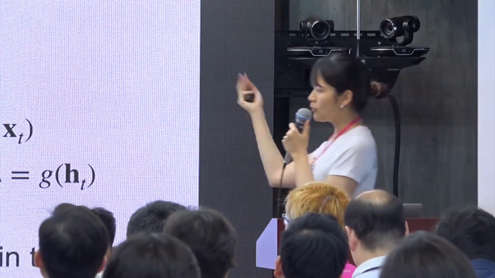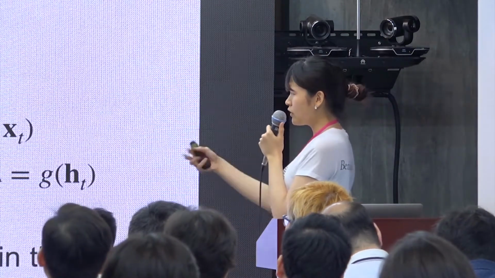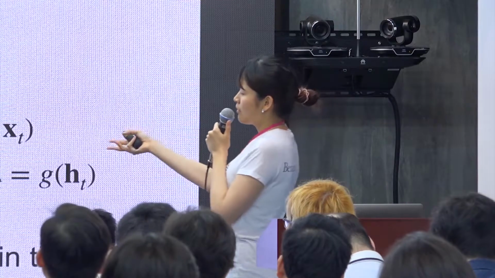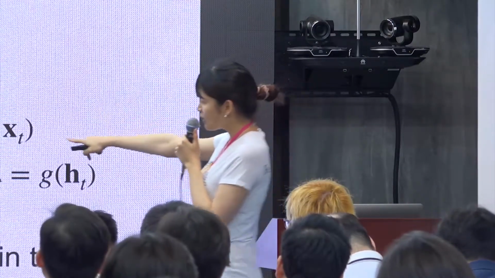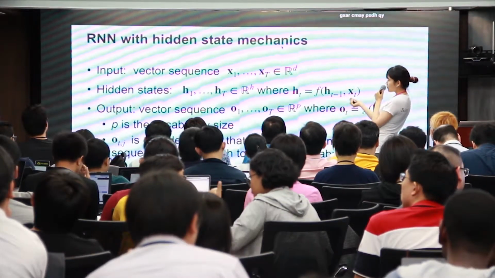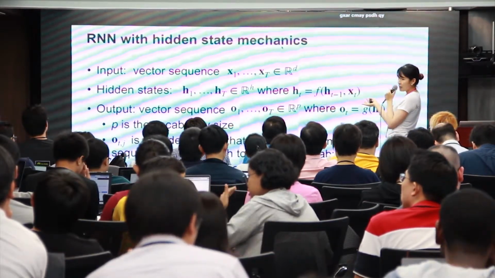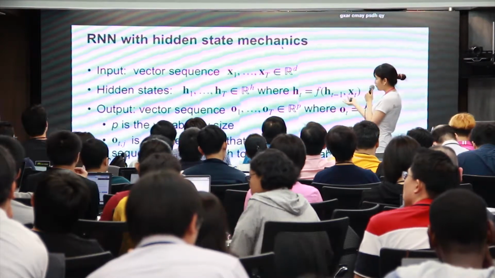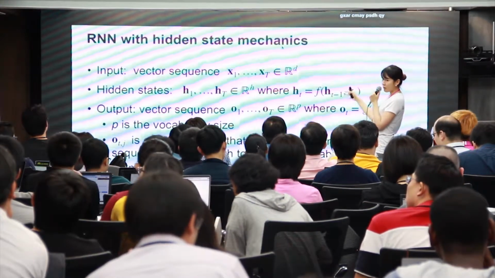And then your output, the new words. Maybe it can be the next word, then this P will be equal to D. If it's not the next word prediction, if it's just some classification task, then your output dimension will be equal to the number of classes.